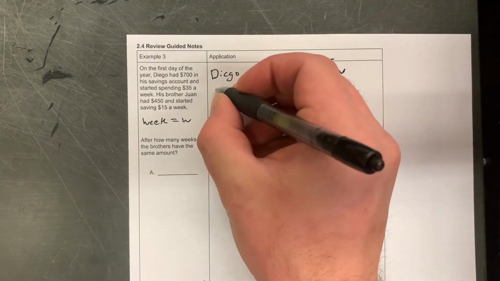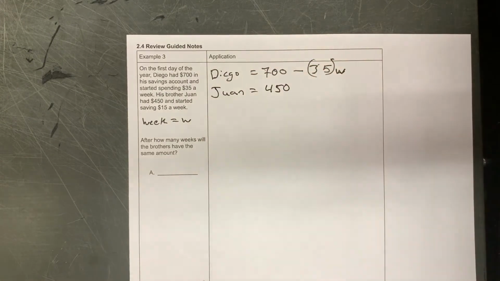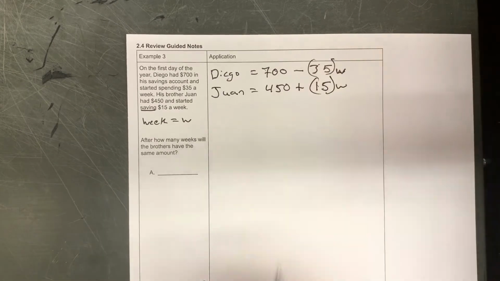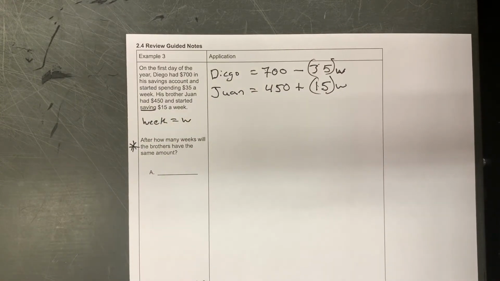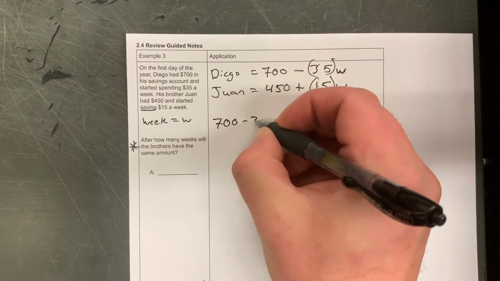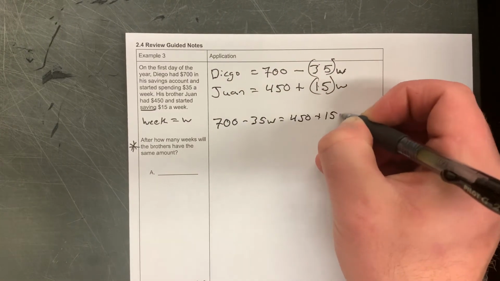Now Juan, his brother, starts with $450 and is saving. So saving means that we're adding to it $15 a week. $15 per week. But we look at our first question right here. After how many weeks will the brothers have the same amount? So when are they going to be equal? So we're going to set each of their totals equal to each other in this situation. 700 minus 35W equals 450 plus 15W.